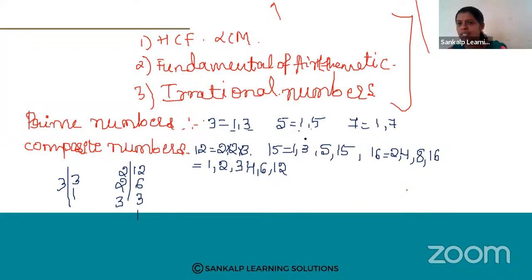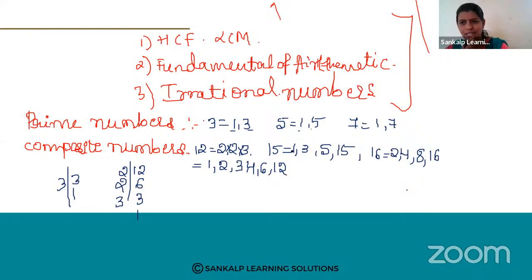So if the number has only 2 factors, that means 1 and itself, then that number we call a prime number. If the number has only 2 factors, that is 1 and the number itself, that is called a prime number. And if the number has more than 2 factors, we call it a composite number, right? So what do you mean by prime number? Composite number. Okay, and another method will come, that is the prime factorization method.